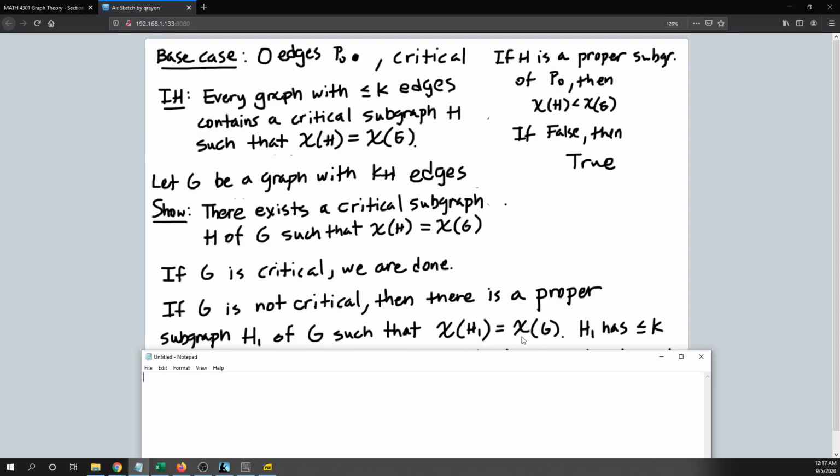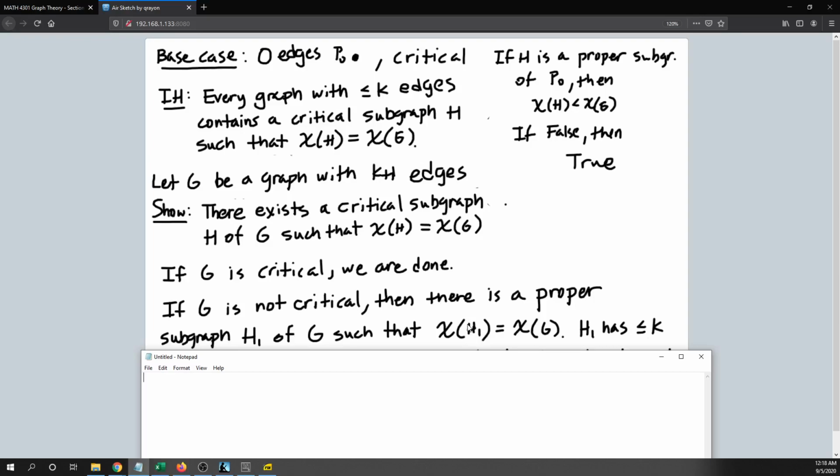So remember the definition of critical: a graph is critical if every proper subgraph has chromatic number less than the chromatic number of the entire graph. And so if that's not critical, by the negation of that statement there exists a proper subgraph of H1 such that the chromatic number of the subgraph is greater than or equal to chi of G, but we've already proved that the chromatic number of a subgraph has to be less than or equal to the chromatic number of the entire graph. So that means that if a graph is not critical, you get the existence of this proper subgraph with equal chromatic number. Okay.